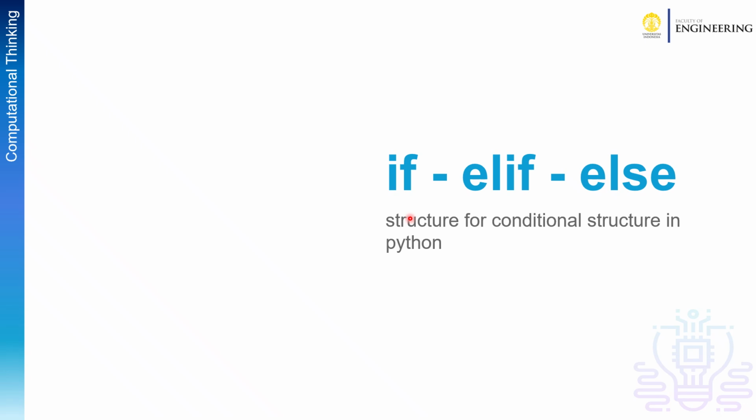There are three structures for conditional selections that we can use in Python. The first one is if, the second one is elif, and the last one is else. Elif is actually a combination of else and if. On the next slide, we can see how to use each of these structures in Python.